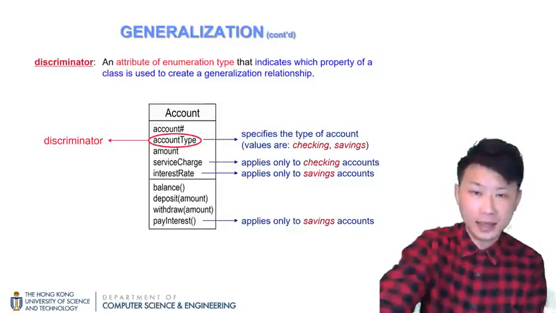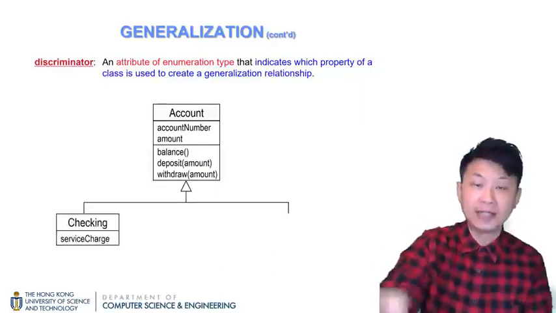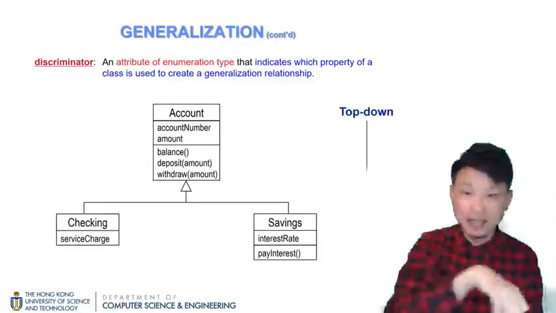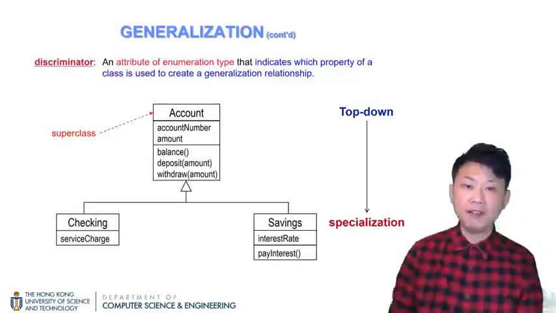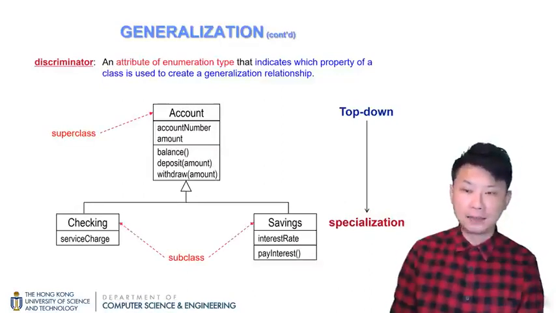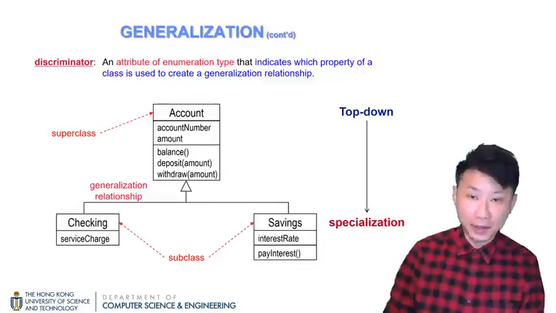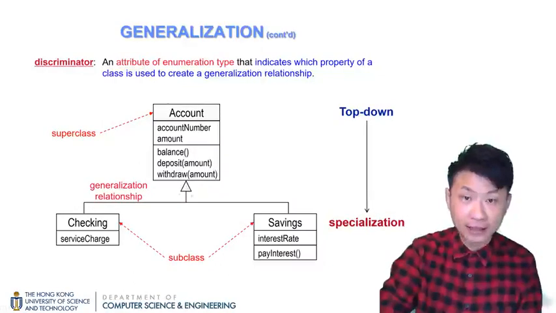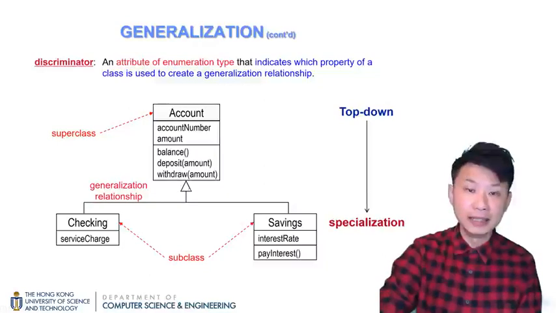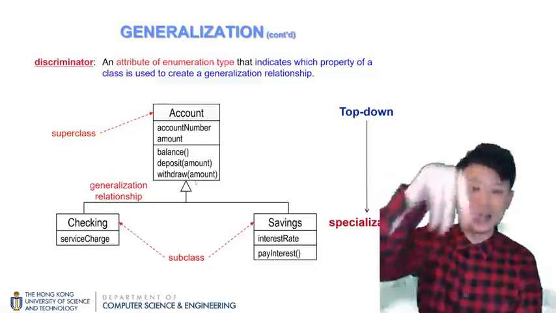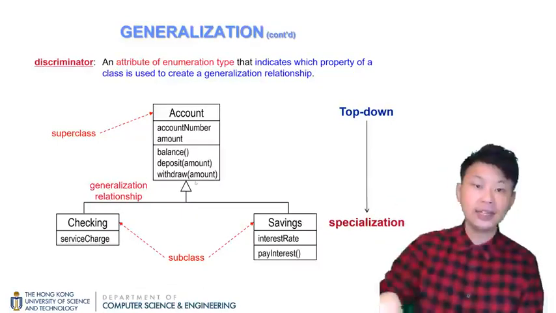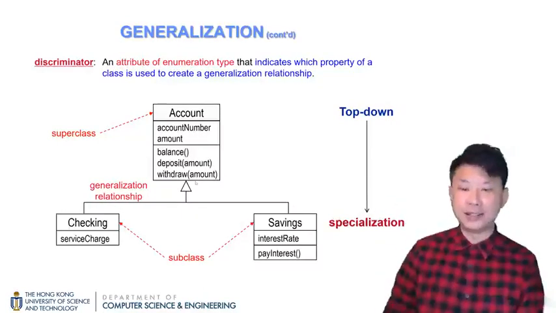Then we can do it top down. Starting from account, we specialize into two types of accounts, checking account and saving account, and we perform this kind of specialization using a triangle. A triangle means we have generalization. We try to specialize accounts into two types, checking accounts and saving accounts.